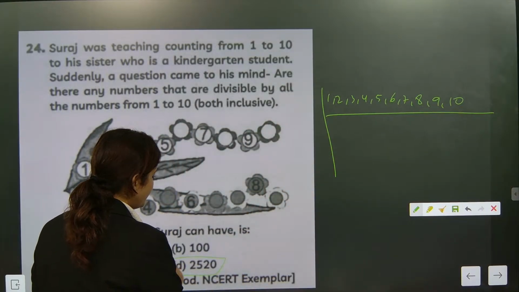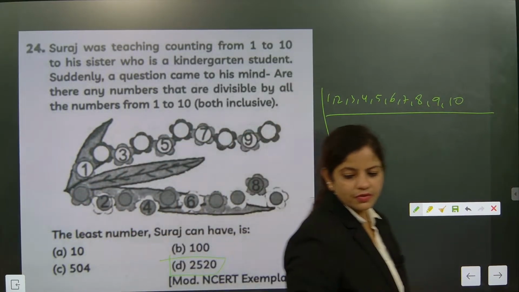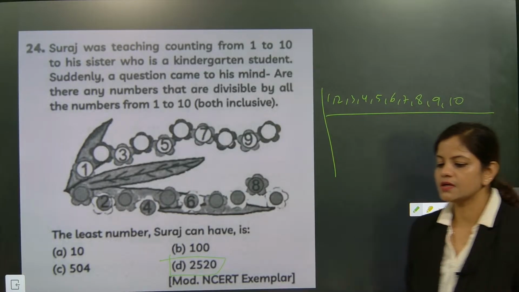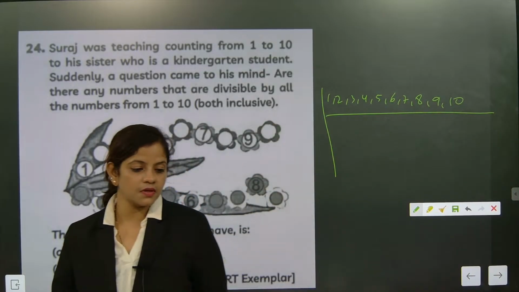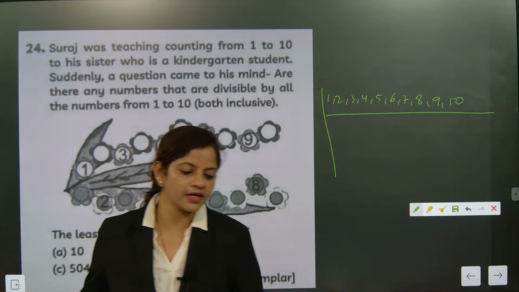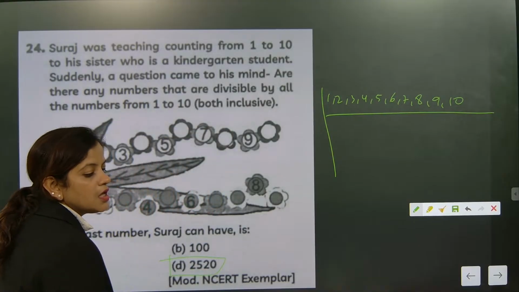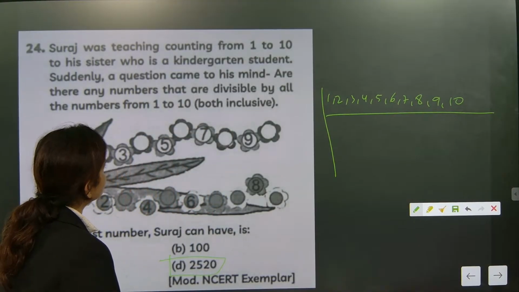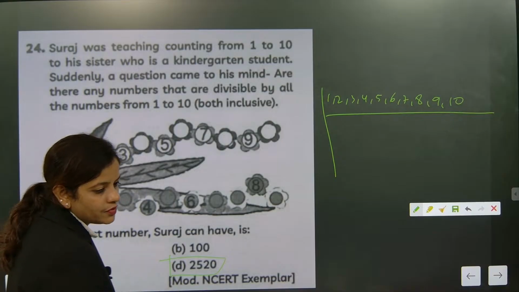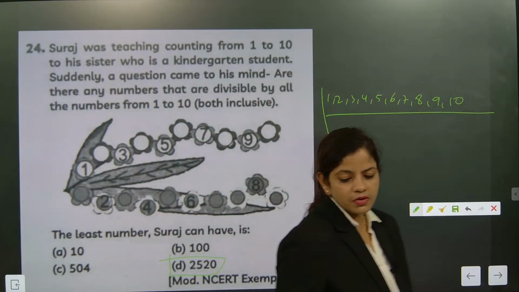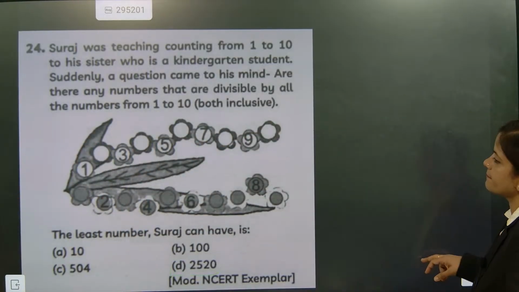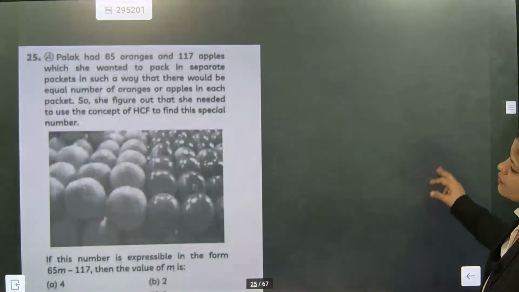So 2520 is the correct answer. I hope you have understood. Yes, 2520 is the correct answer because you have to take the LCM from 1 to 10. Okay, we'll go for the next question.